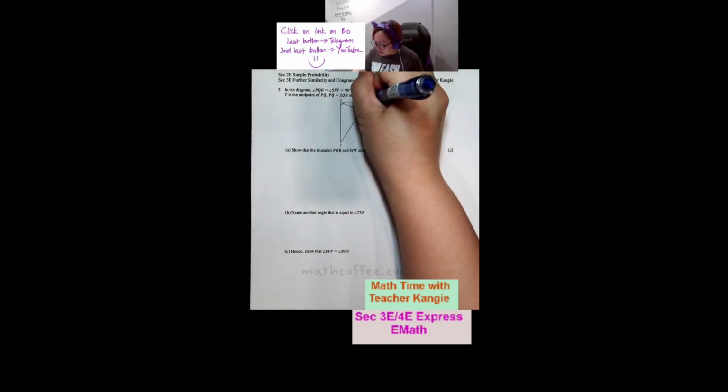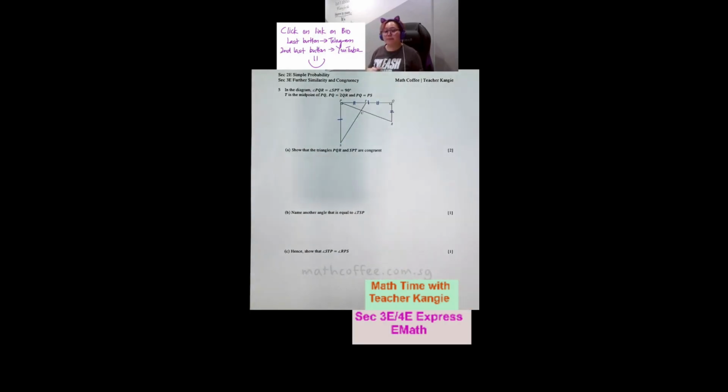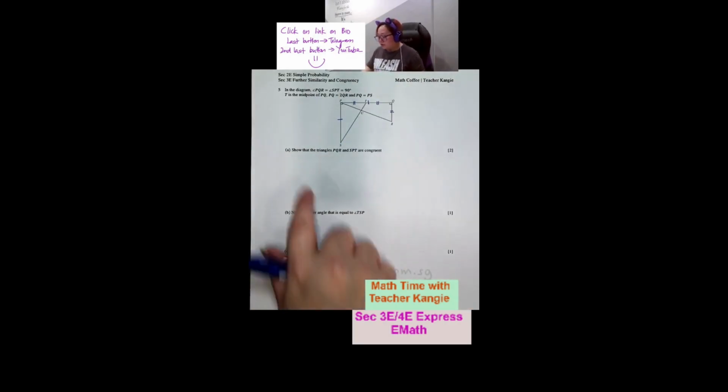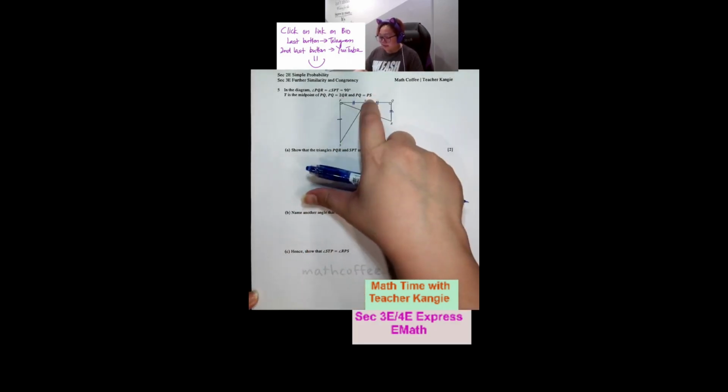Okay, then they tell us that PQ is the same as PS. So I'm going to mark just one marking here and one marking here, just to indicate that this and this are the same. Okay, so now you're supposed to prove that PQR is congruent to SPT.